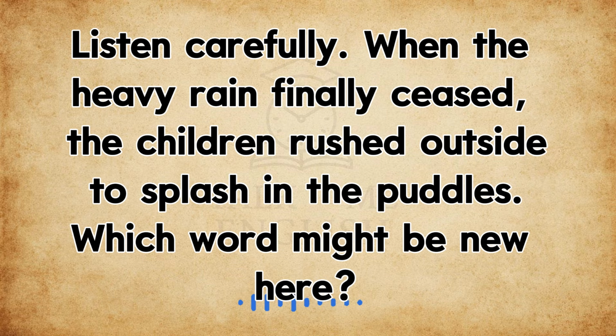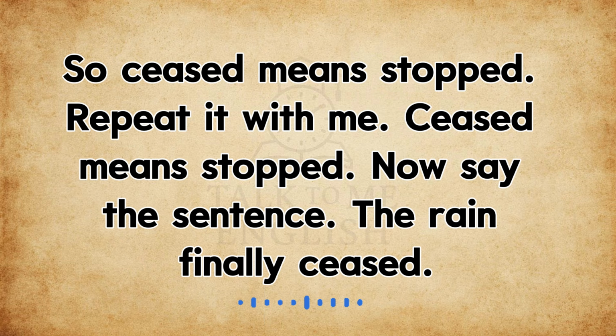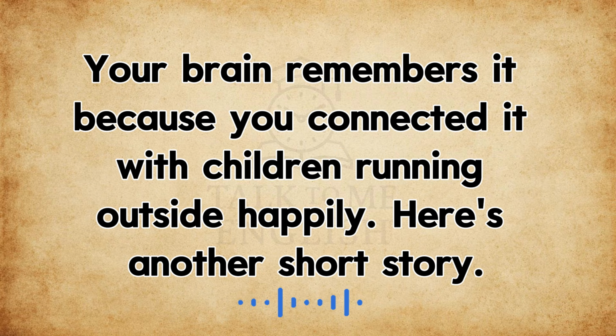Listen carefully. "When the heavy rain finally ceased, the children rushed outside to splash in the puddles." Which word might be new here? Yes, "ceased." Now think. Rain, finally, children rushing outside. It must mean the rain stopped. So "ceased" means stopped. Repeat it with me. "Ceased means stopped." Now say the sentence. "The rain finally ceased." Your brain remembers it because you connected it with children running outside happily.